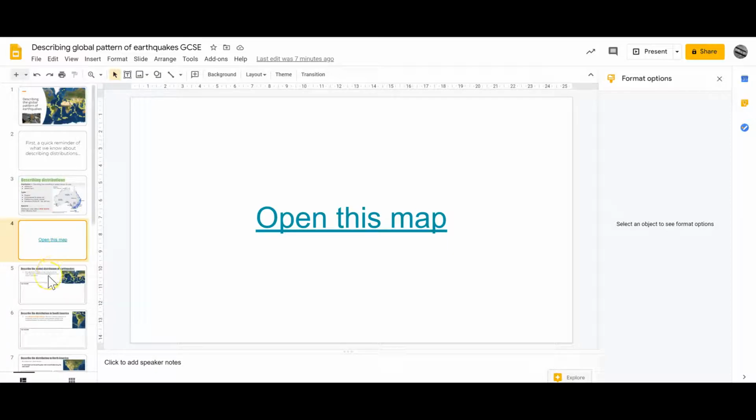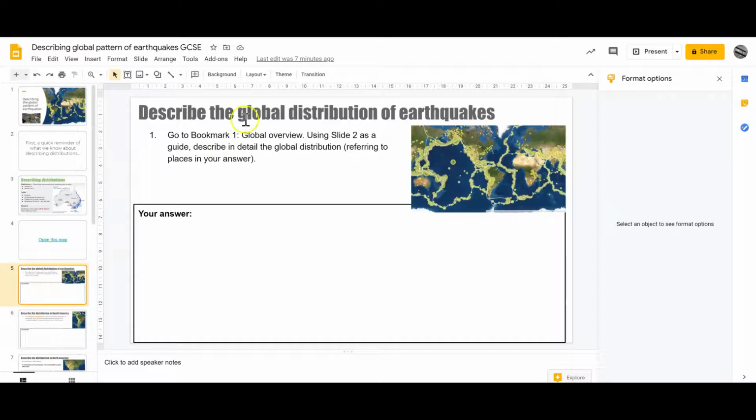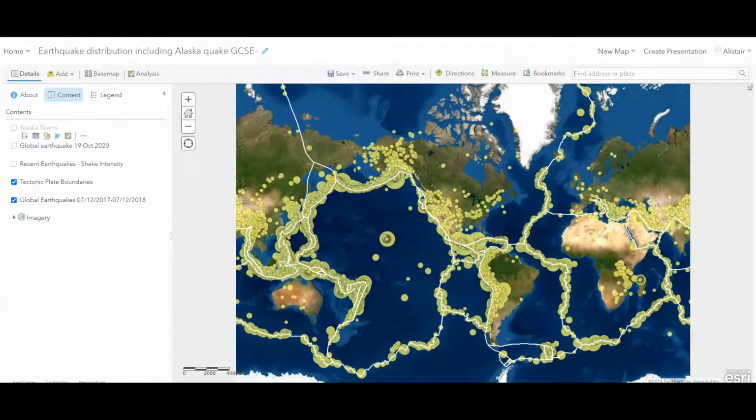We'll take a look at it in a moment, but let's have a look at the first question. As usual, these are bookmarked here. So you're going to the global overview and using slide 2 as a guide, describe in detail the global distribution of earthquakes. You need to make sure that you're referring to places. Right, here we go. Here's the global distribution of earthquakes.